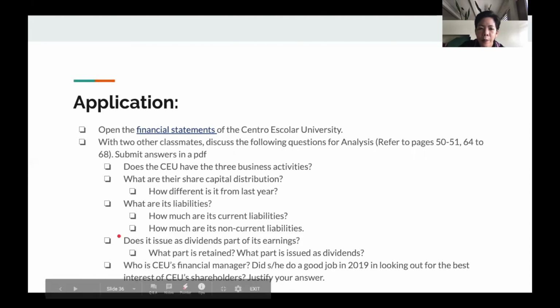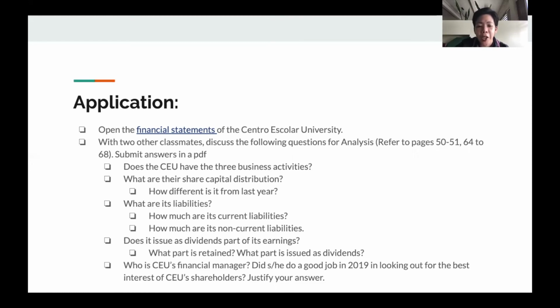So from this point onward, you will be discussing with a classmate, okay, the following questions. So there are 5 questions. So I have already indicated what pages you are going to look into. So should it be very, very complicated for you, just refer to pages 50 to 51 and 64 to 68 of the financial statements of Centro Escolar University and answer these 5 questions. So, first question, does the Centro Escolar University have the three business activities of operating, financing, and investing activities?